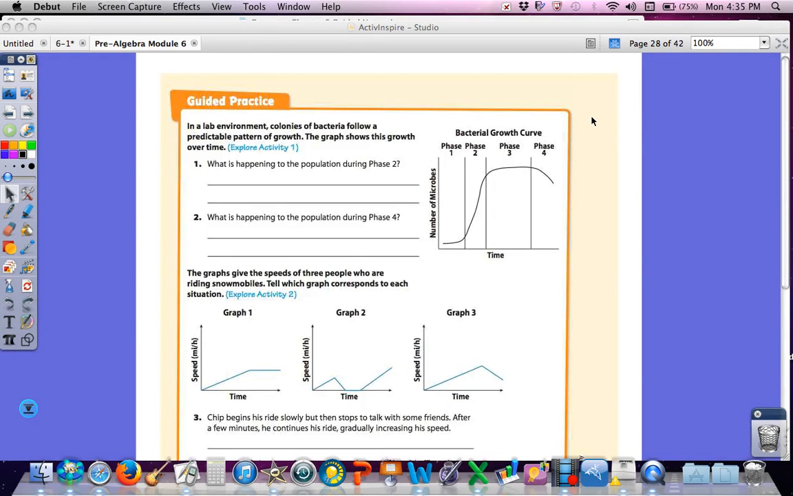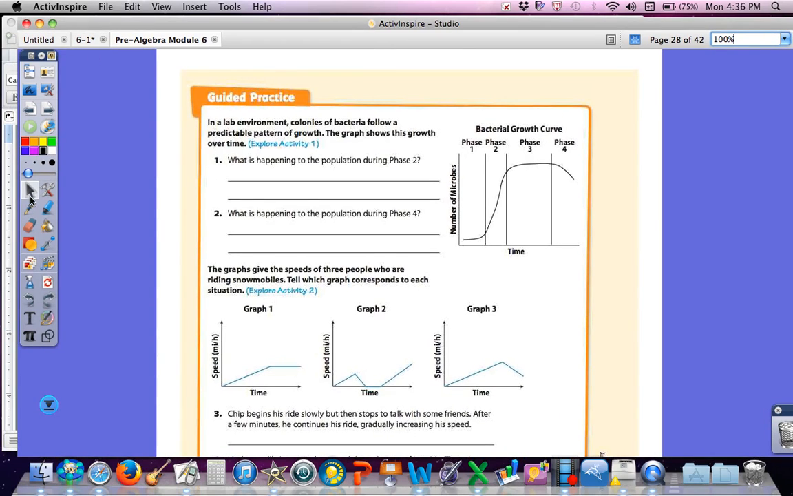Okay, to help you with your homework tonight, guided practice. Remember, these questions are not on your test, but we can still go through them. So, problem number 1. In a lab environment, colonies of bacteria follow a predictable pattern of growth.